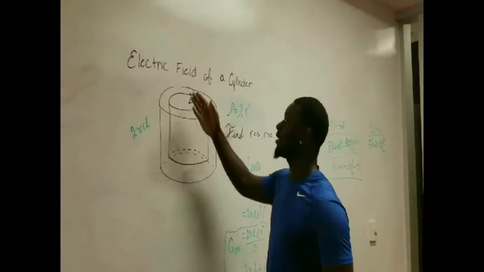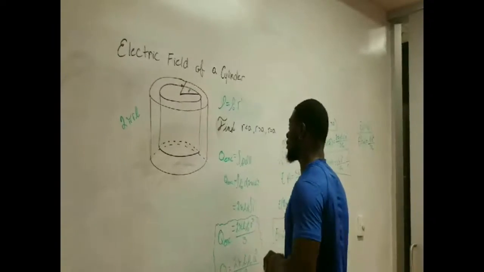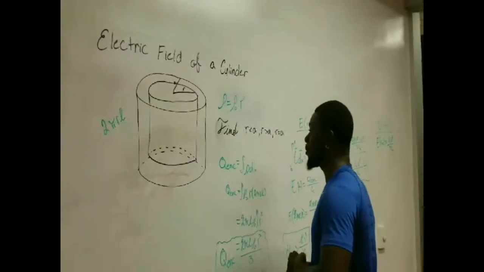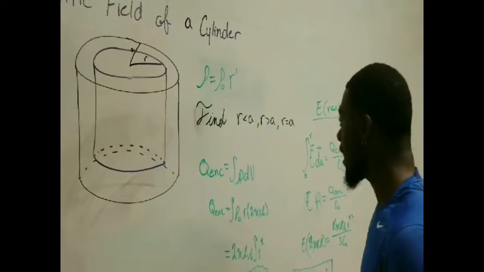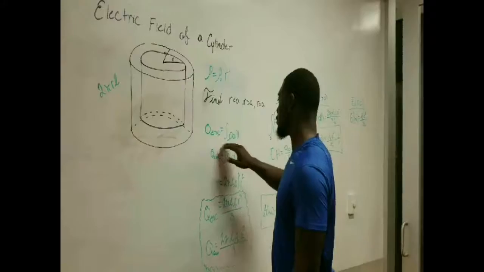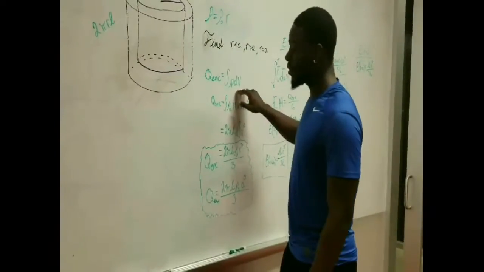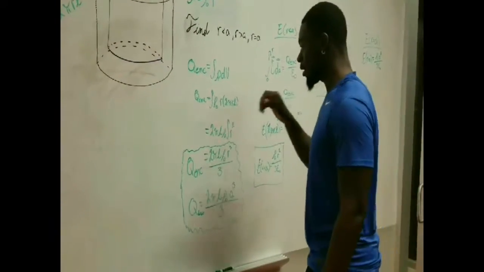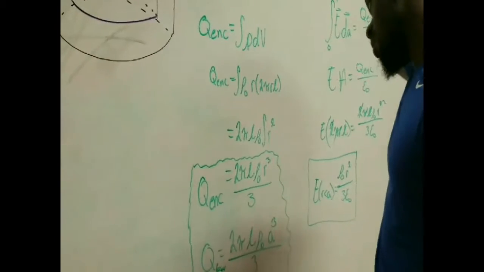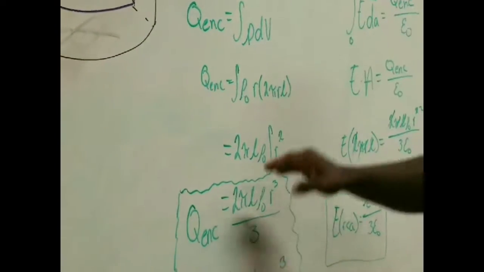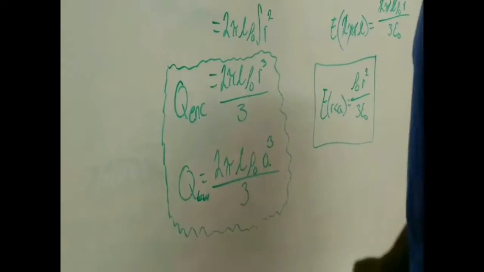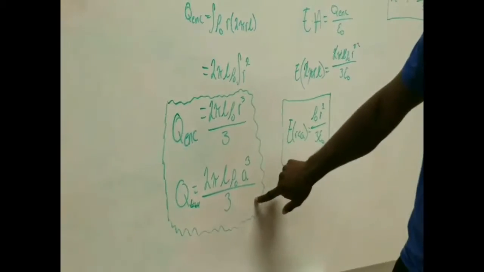Alright, so I'm going to be explaining the electric field of the cylinder. So this is the equation we're given: rho equals rho naught r. So we have to find r less than a, r greater than a, and r equal to a. So we start off with Q enclosed equals the integral of rho dV. So Q enclosed equals rho naught r times 2 pi rL, which will give you 2 pi L rho naught times the integral of r squared. So that's how you get your Q enclosed and your Q total.